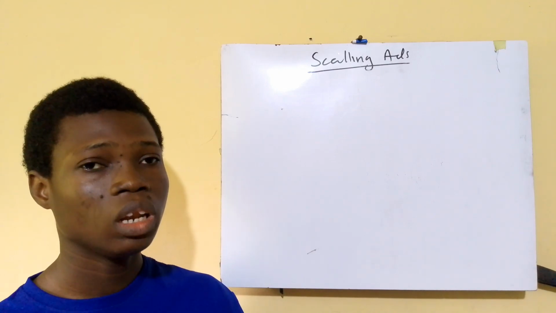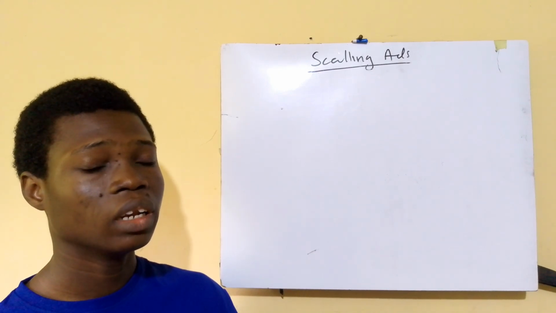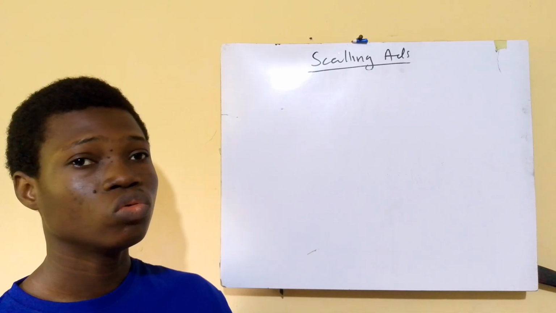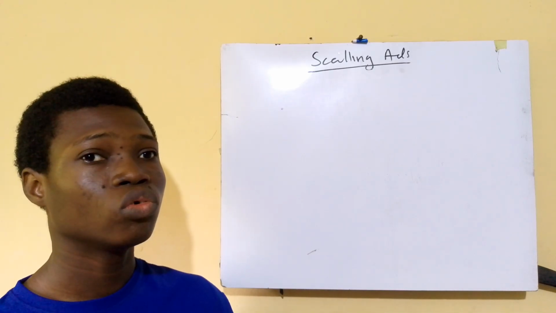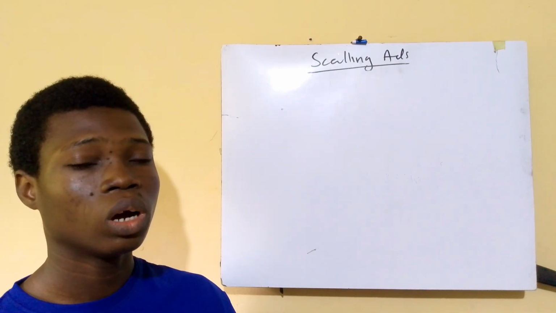We have 2 ways of scaling up an ad. We have the vertical and then the horizontal one. We'll be talking about both today, and then we'll talk about how we can also use them to get the best result that you are looking for.